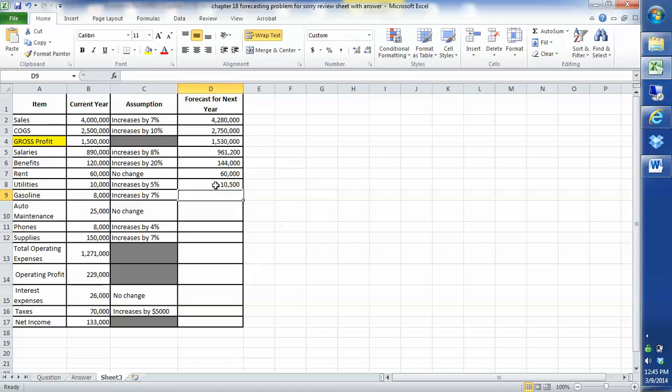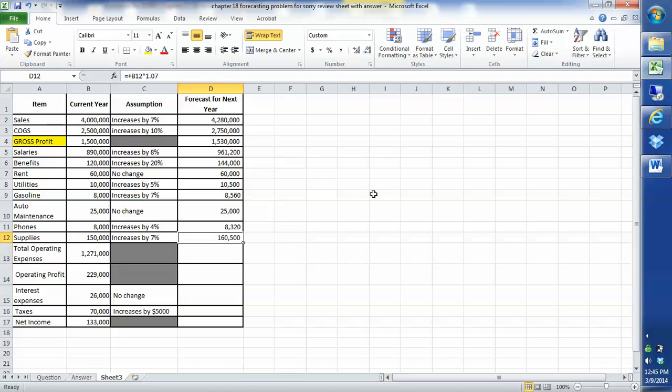You can do this all with your calculator, of course. I'm just doing it more quickly here in Excel because it's easier to demonstrate on the video. For gasoline, we pick up our gas charges for this year and multiply by 1.07. No change in auto maintenance, so we just move that number over. Phones went up by 4%, so we're going to multiply by 1.04. Supplies went up by 7%, multiplied by 1.07.